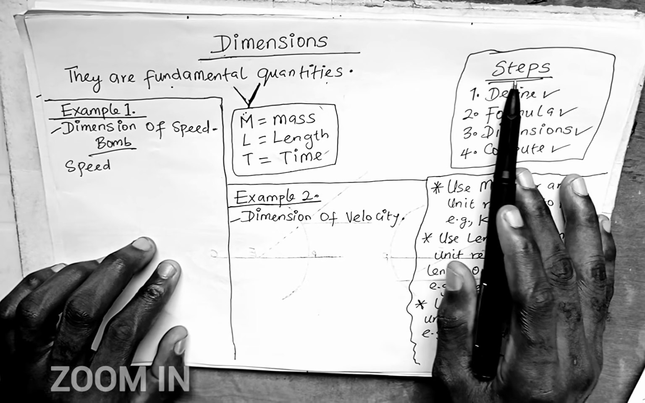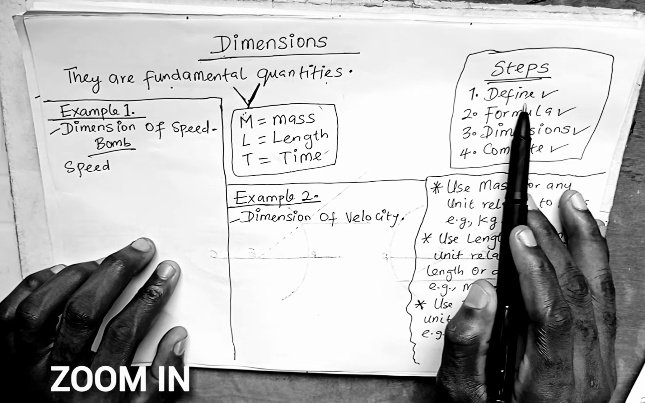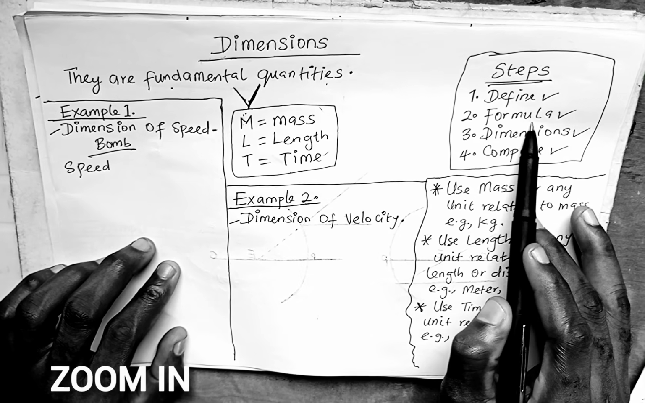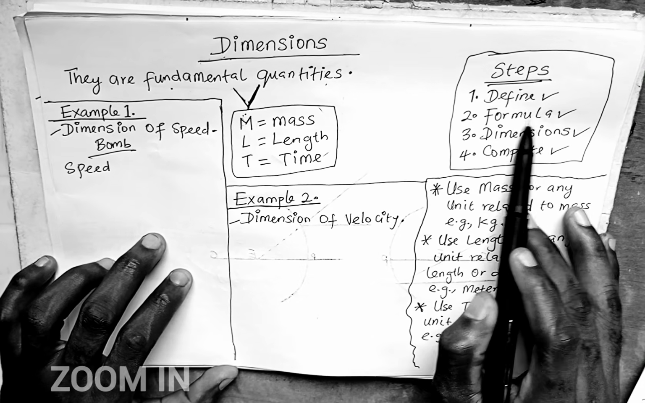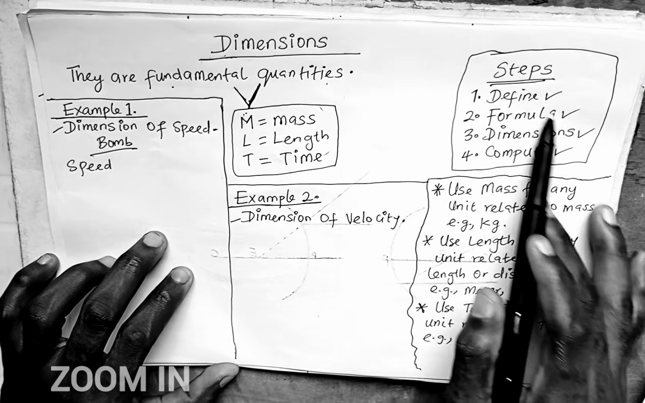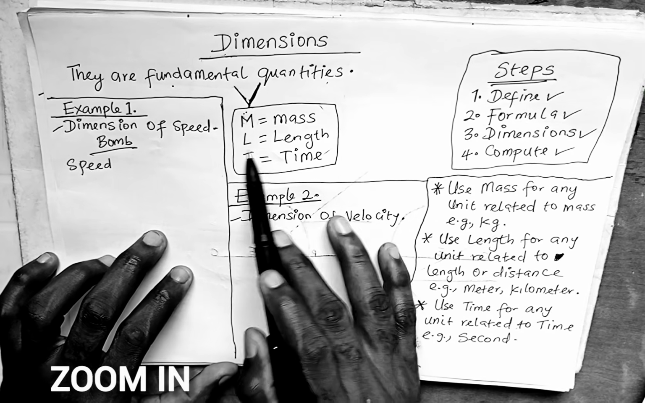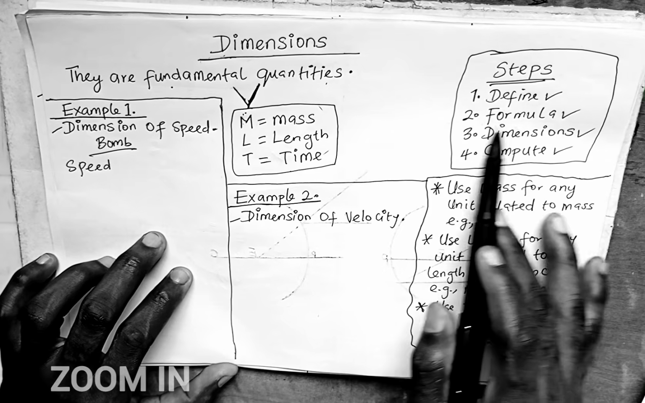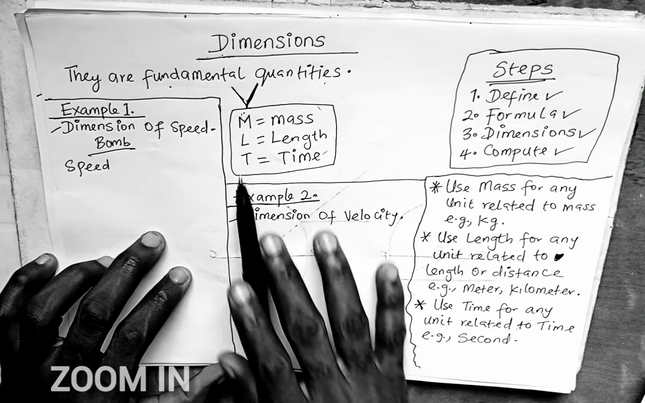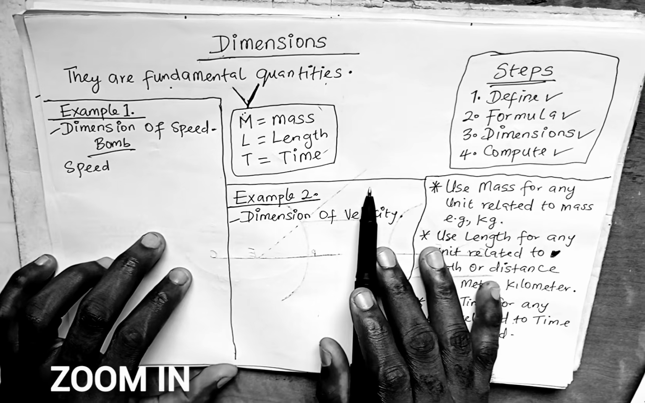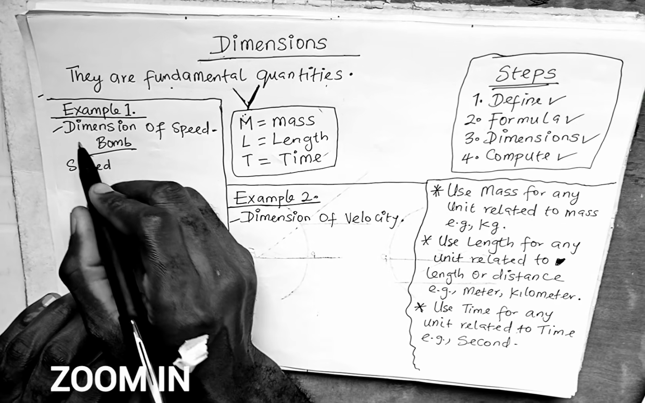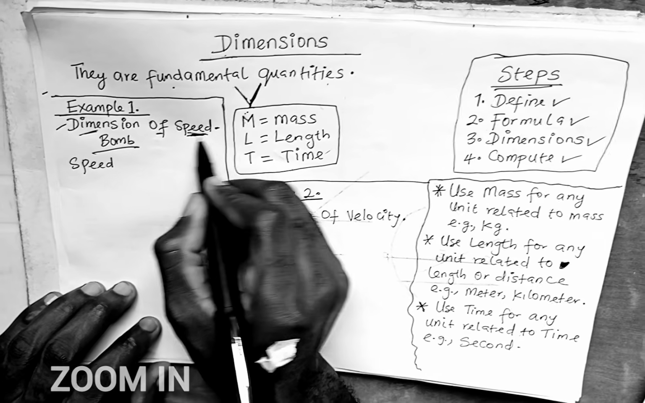Now let's look at the steps of dimension. The first step is to define the quantity. After defining it, you write the formula of the quantity through the definition. What do you do next? The dimension: you convert that formula to mass, length, and time. Then you compute everything, bringing everything together to get the dimension of that quantity. Very easy. Now, let's start with the first example, the dimension of speed.